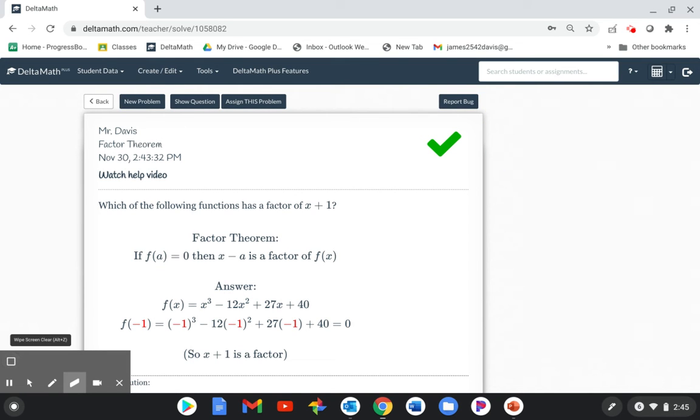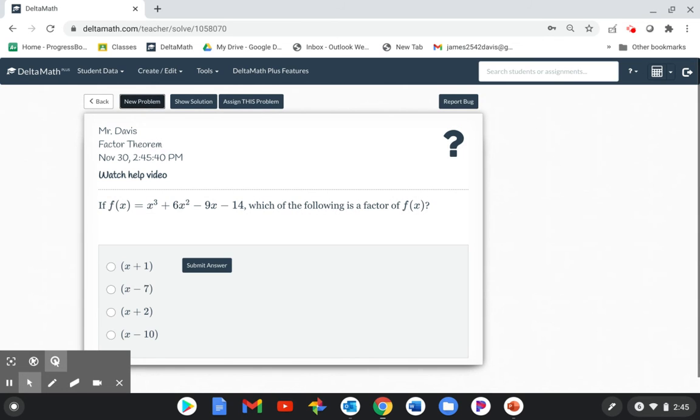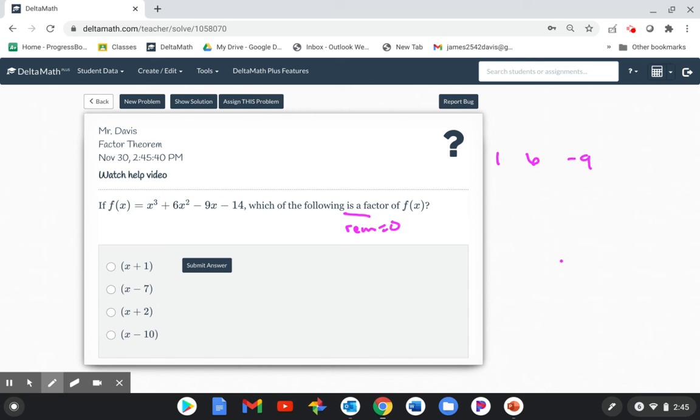All right, and let's do maybe one more for good measure. Just pay attention to the wording, whether it asks if it is or is not. This one is, so we want a remainder equals 0. If we write out our box, we've got 1, 6, -9, -14.